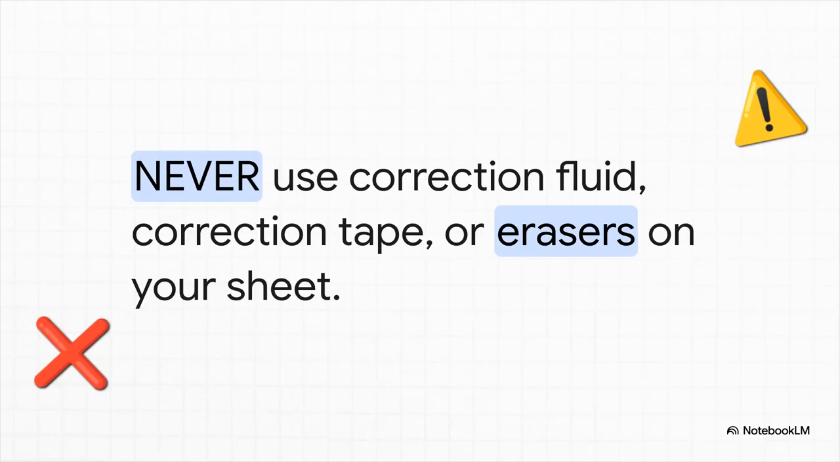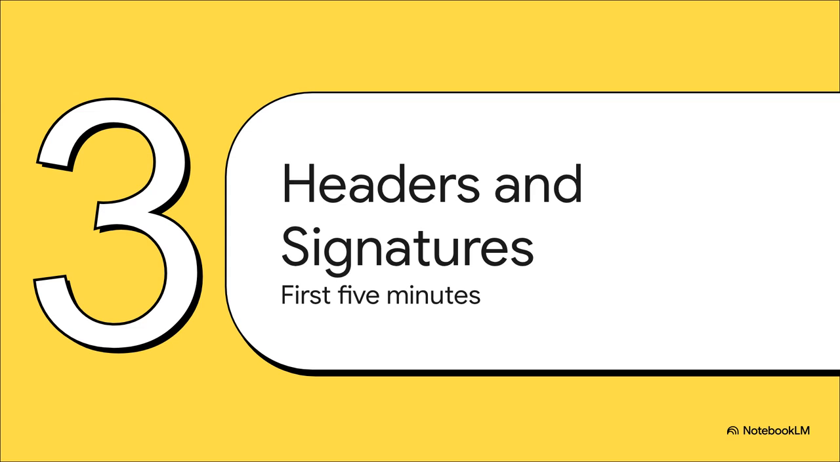Now, please commit this absolute non-negotiable rule to memory. Never, and I mean never, use correction fluid like Tipp-Ex, correction tape, or erasers on your sheet. Don't bring them, don't use them. Correction fluids and tapes can physically jam the high-speed scanners they use, or they can flake off and actually cover up other important data on the page. Just knowing this one rule puts you way ahead of the game and keeps your paper safe from being entirely rejected by the machine.